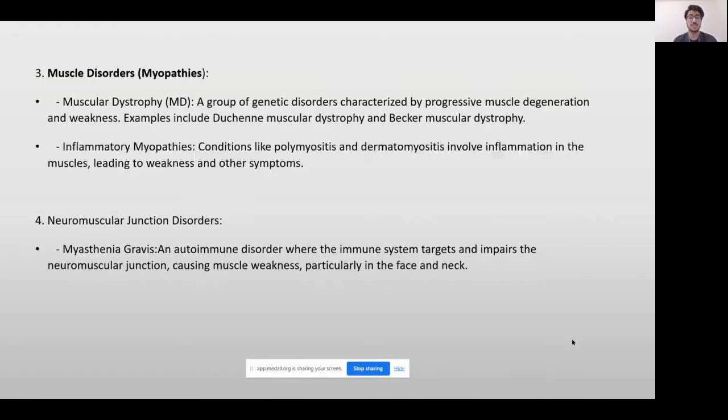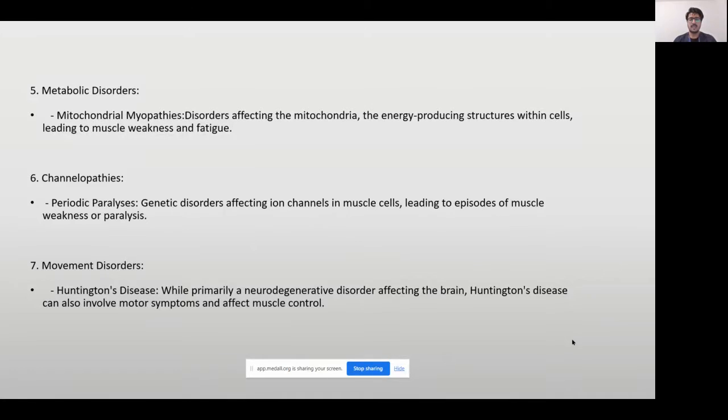Some are neuromuscular junction disorders, for example, myasthenia gravis, which we also commonly see in our clinical practice. These are autoimmune disorders in which the immune system targets the neuromuscular junction, and that leads to muscle weakness, particularly in the face and the neck, and leads to some bulbar type of symptoms. Some metabolic disorders sometimes lead to neuromuscular disorders as well. And some are mitochondrial myopathies that cause muscle weakness.